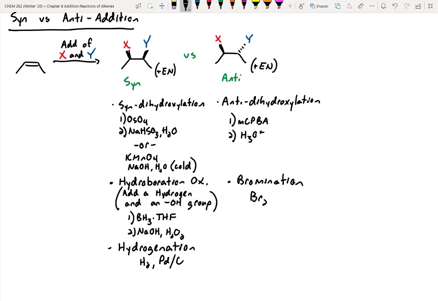So that works well. What if we have both bromine and water? So the Br2 and water, will that give us syn or anti-addition? Anti, it'll actually follow the first initial step with the bromination reaction, which is a good clue that it's going to be anti-addition.